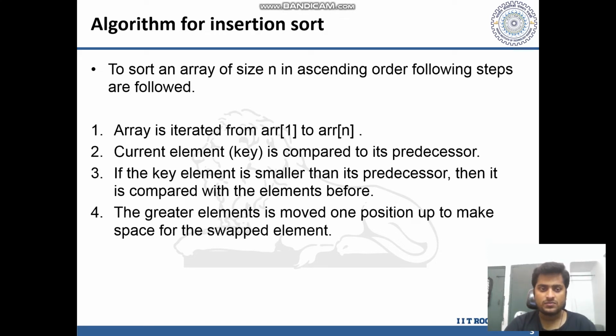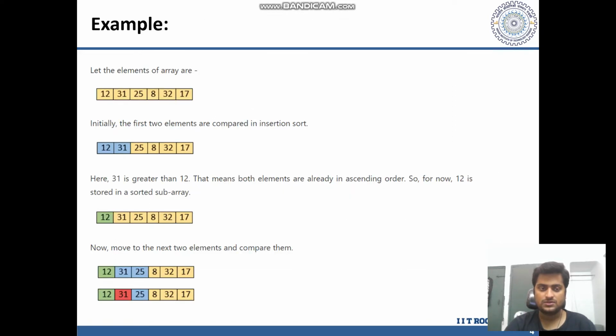Now, what are the algorithm steps required for insertion sort? First, the array is iterated from array 1 to array of n. Here the index starts from 0 and we start iteration from the first index. Now, the current element or the key is compared to all its predecessors. If the key element is smaller than any of its predecessors, then compare with the element before. The greater elements are moved one position up to make space for the swapped element.